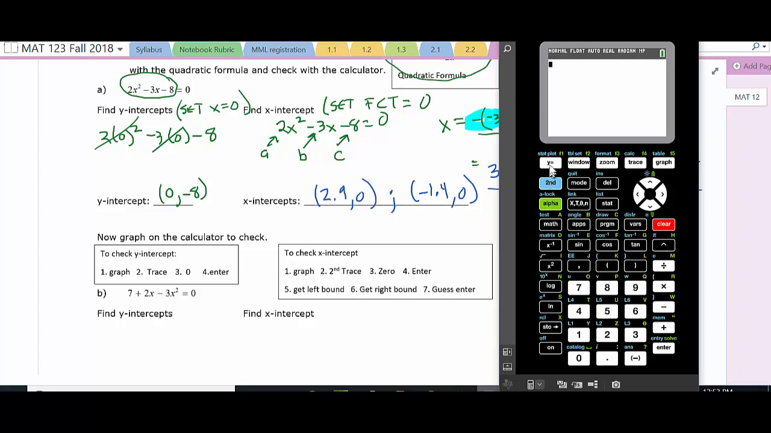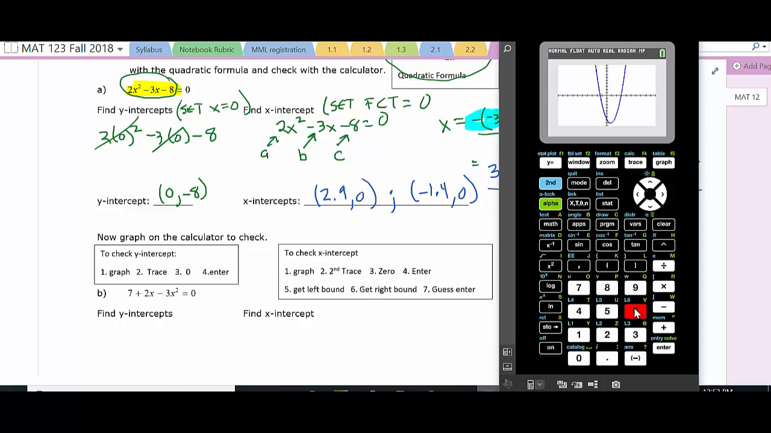Okay, so the first thing is you're just going to put this in y1. We're going to graph that parabola. So we're going to put in 2x to the second, then minus 3x, and then minus 8. Okay, just get it put in. Type graph. You can go standard graph. I'm going to go zoom 6, and I get the graph. Okay, like that. All right?